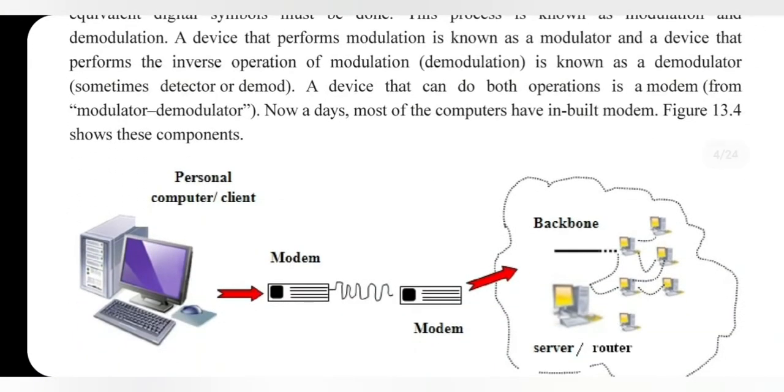When you are transferring, this is the personal computer, your client computer. From here you are sending the data to the server. When you send the data, the modem is there. The modem will convert the data from digital to analog. Then, here you can see the wire is there. In the wire, the analog data will be transferred.